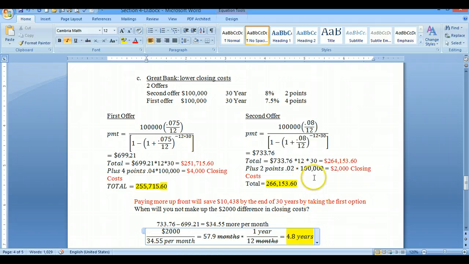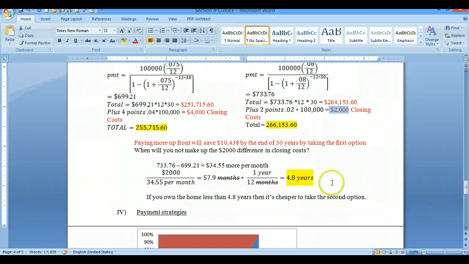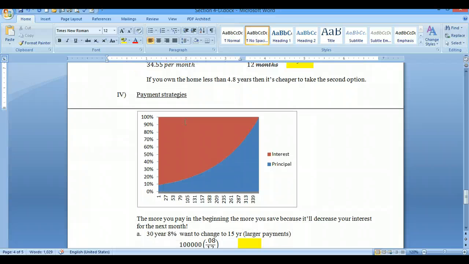So if I wanted to go with this offer, with the less expensive closing cost, if I own this home for less than 4.8 years, I don't make up the difference, and it would actually be cheaper to go with the smaller closing costs versus this one. If I own it for longer than 4.8 years, it ends up being cheaper to take this option. Let's move to payment strategies.